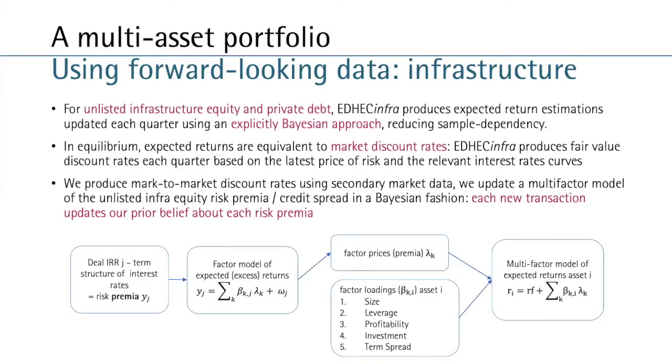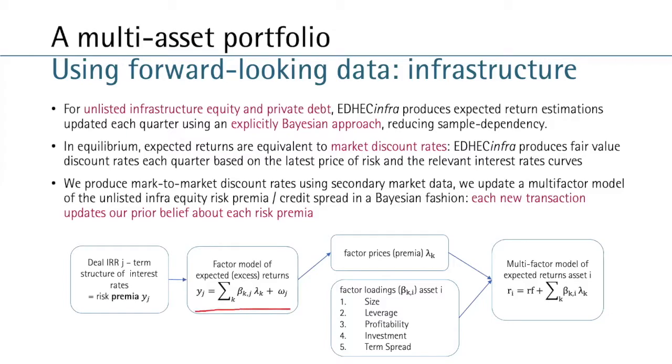For unlisted infrastructure, we use the expected return estimates produced by EDIC Infra. These estimates are updated every quarter using an explicit Bayesian model. And I want you to focus on this section at the bottom. Here we have a snippet of how equity expected returns are modeled. We follow a multi-factor approach, and we use secondary market transactions in this exercise. Whenever we observe a secondary market transaction, we compute the IRR for that deal. And from that IRR, we deduce the risk premia after taking out the effects of interest rates.